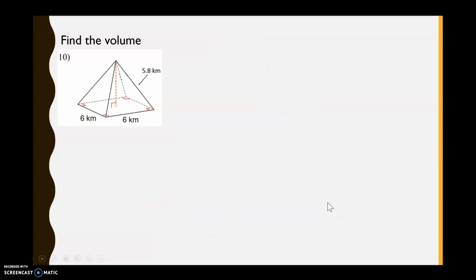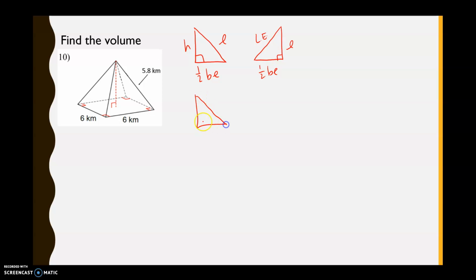And the last one is number 10. Number 10, again, this is a square pyramid, so I'm going to draw out my 2 triangles again. And I'm going to have this guy be my slant height, half my base edge. This guy over here, I'm going to have my lateral edge, my slant height, and then again, half my base edge. So let's replace the information that I know.